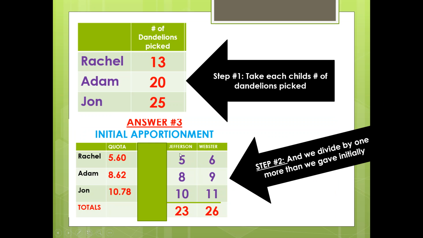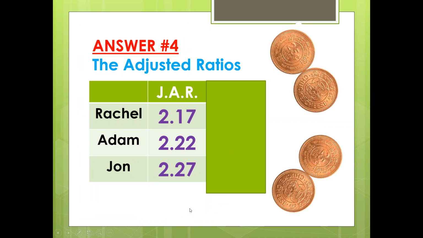The first step for Jefferson is he is going to take the class size, which is how many dandelions they picked, and divide by one more than he initially gave. So instead of dividing 13 by 5, he'll divide 13 by 6. He'll divide 20 by 9, and he'll divide 25 by 11. So these are the answers he gets when he does that.